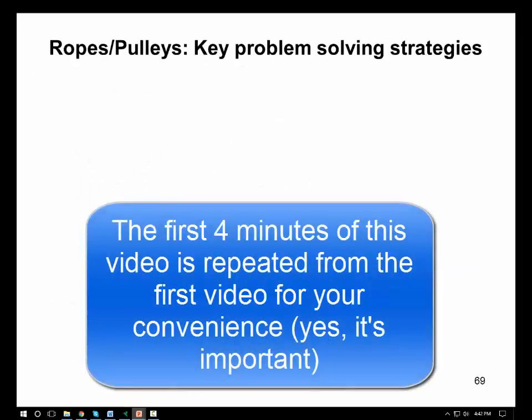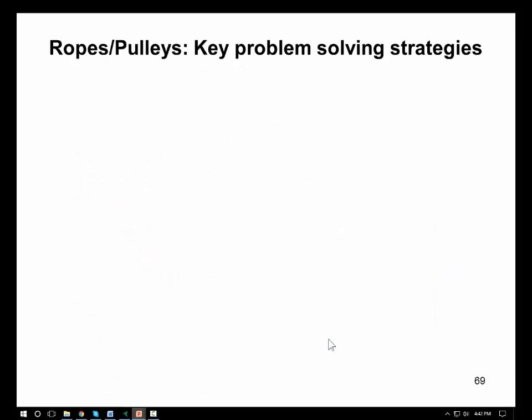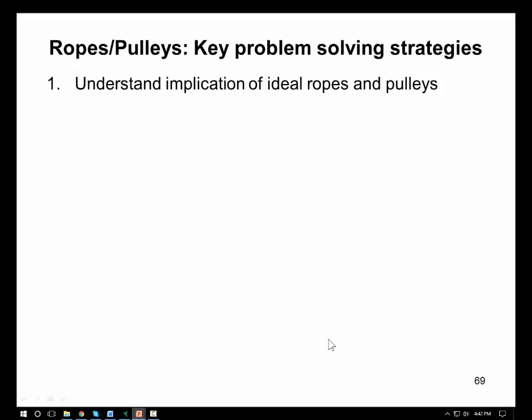So let's take a step back and review some techniques that we can use for problems with ropes and pulleys. This is a very important summary, and you want to study this for your next quiz. First of all, we have to understand the implications when we have ropes and pulleys in a problem.